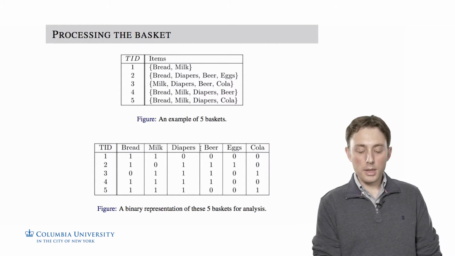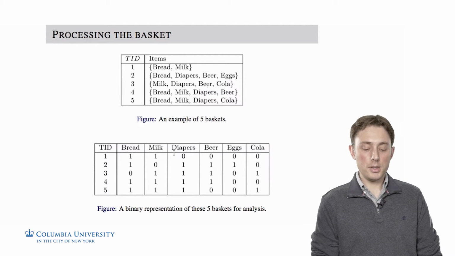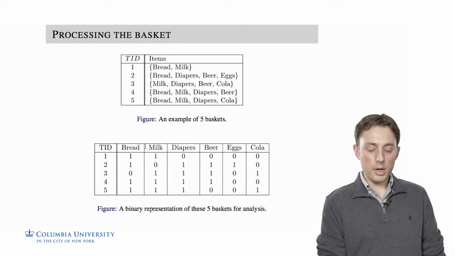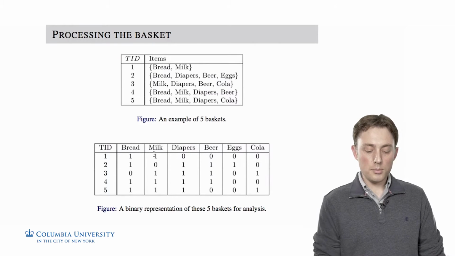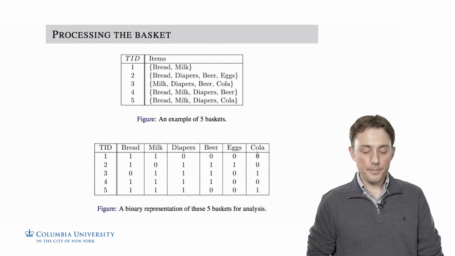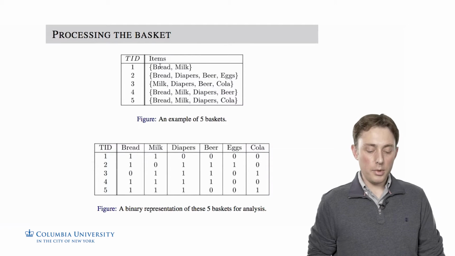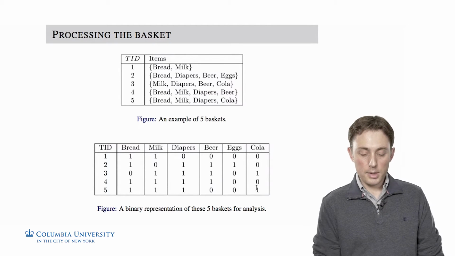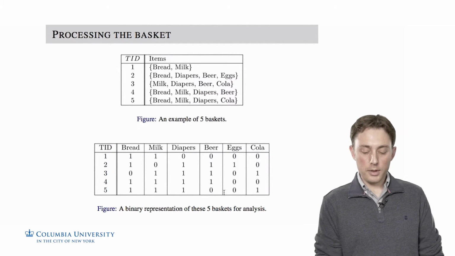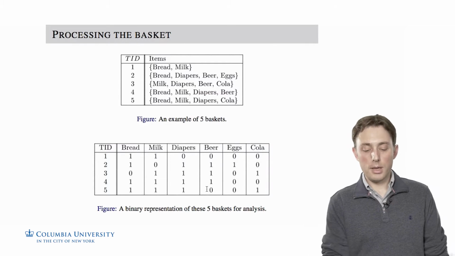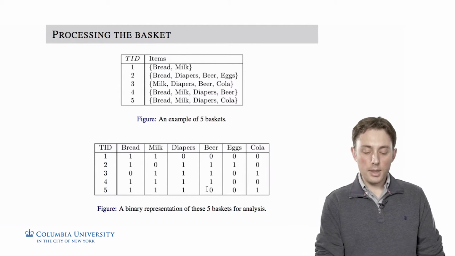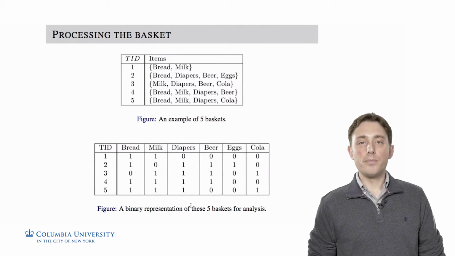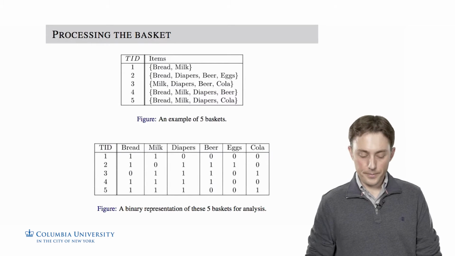If we assume that there are only these 4 objects that can be purchased, this person purchases bread and milk, and so there's a 1 under those 2 items and a 0 under everything else. And that corresponds to the set bread and milk. Similarly, if we look at the fifth person, this person bought bread, milk, diapers, and cola, but did not buy beer and eggs, and so there's a 1 for the items that appear in that person's basket and a 0 for the items that don't appear in that person's basket. So this is how we think of representing the data that we want to now process.